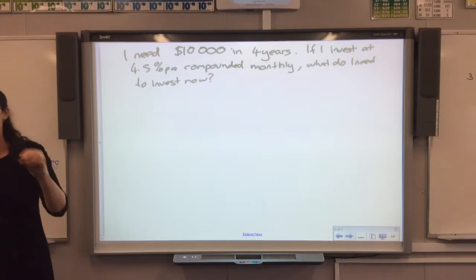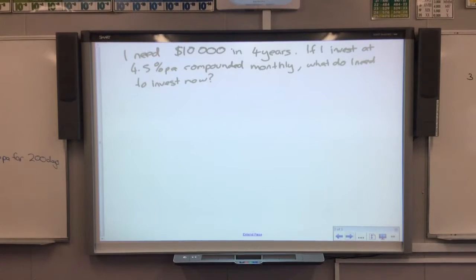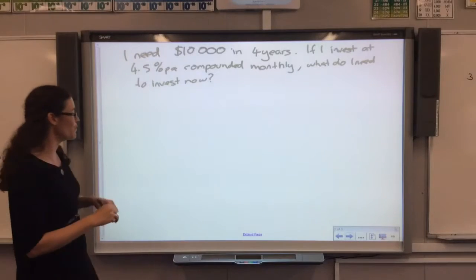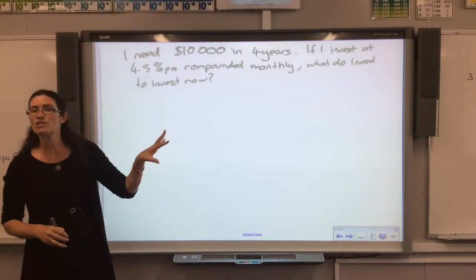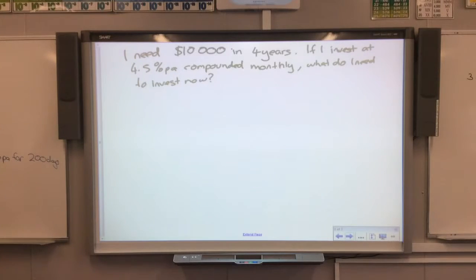Okay, finding out what you invest now, that P is sometimes called the present value. So you might sometimes call this the present value of your investment rather than the word principal. So I'm trying to work out what is the present value, what is it worth right now if I need $10,000 in 4 years' time. So this means that in my equation, the $10,000 is not the P, okay? It's the A.